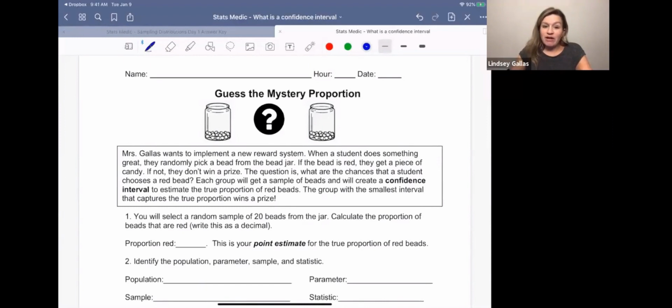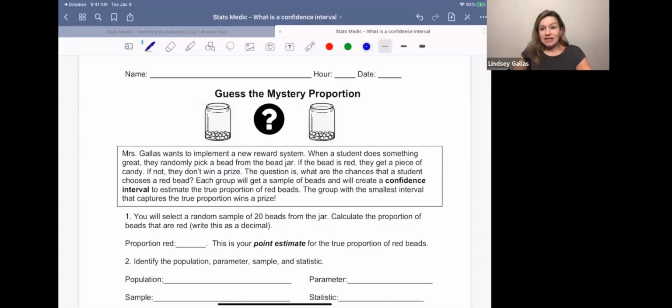So what I do is I walk around and I give each group a sample of beads. And then from that, they're going to create a confidence interval to estimate the true proportion of red beads. They're going to get 20 beads, and then it's up to them, based on those 20 beads, to make a guess or an approximation at what they think the true proportion is. Now, to make this a little bit more competitive, whichever group has the smallest interval that still captures the true proportion of red beads in the jar wins a prize.